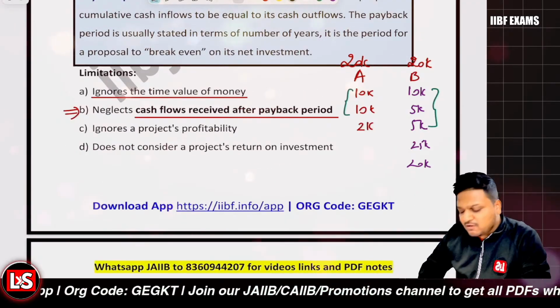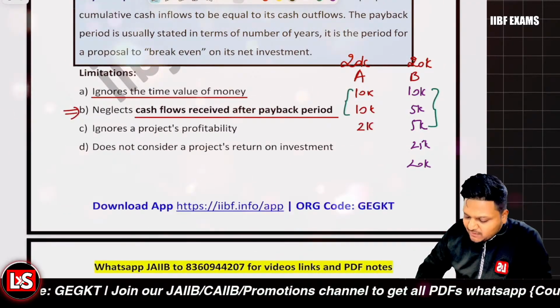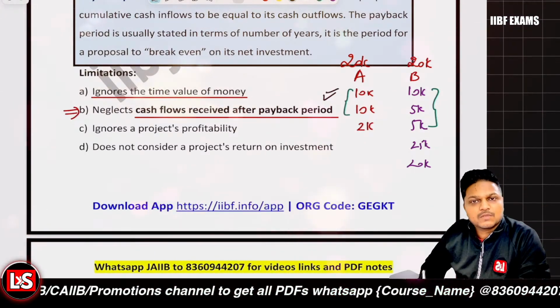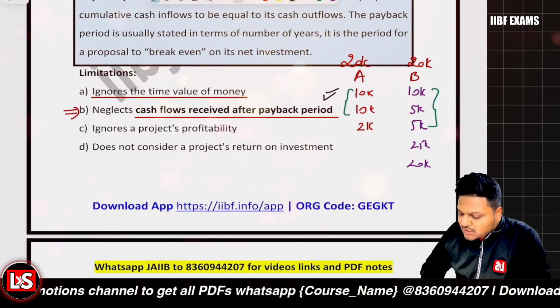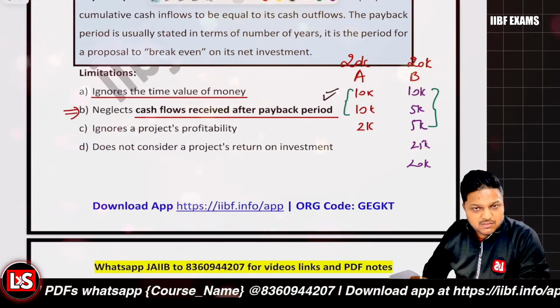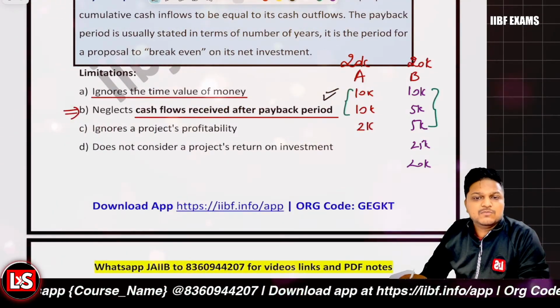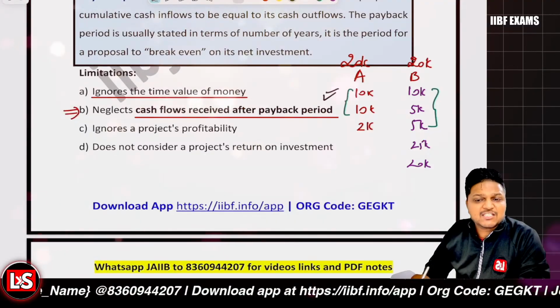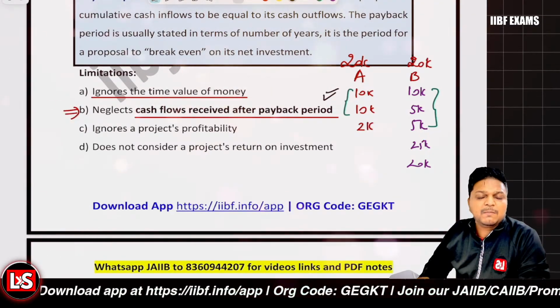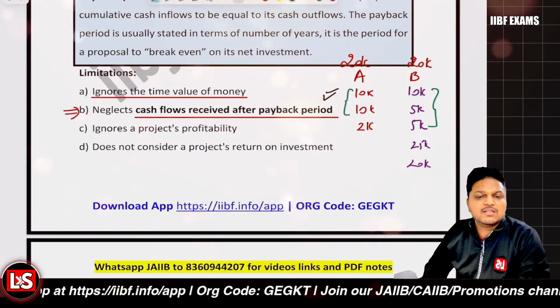Now, as per the definition, we'll say that project A is better because the payback period is shorter in the case of project A, right? But project B has a longer payback period, but we are getting more cash flows in the case of project B, right? So we do not consider the cash flows which are received after the payback period. After the payback period, whatever we are getting, we are not considering that.